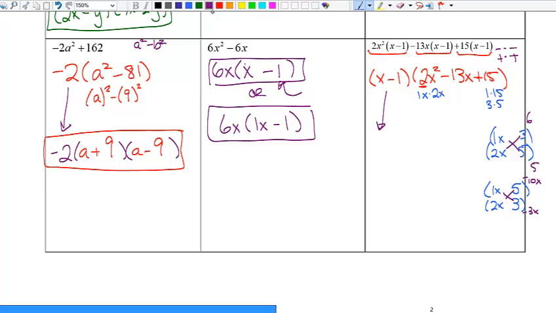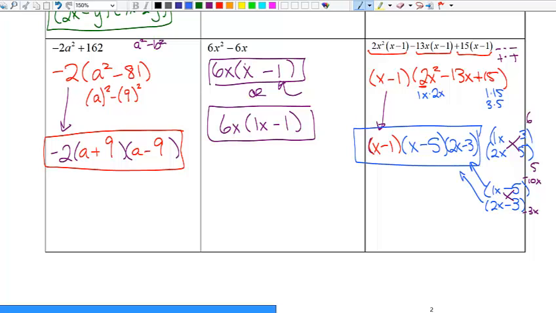So the x minus 1 in red here stays. And then we have x minus 5 and 2x minus 3 from here. And that is our final answer. None of those factors can be factored any further, and I know I am done. This concludes the lesson on deciding which factoring method I should use.